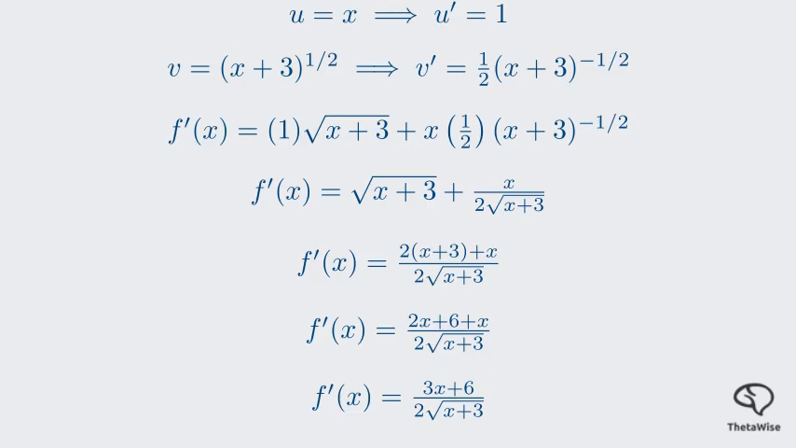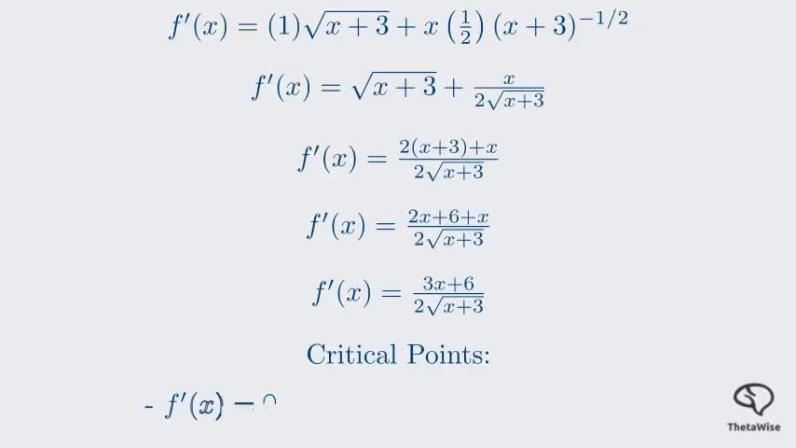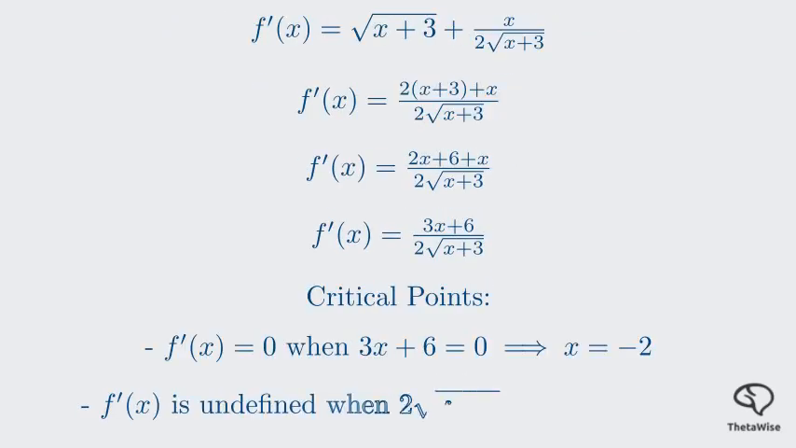Now, let's find the critical points by setting the derivative equal to 0, or finding where it's undefined. The derivative is 0 when the numerator is 0, which is when 3x plus 6 equals 0, or x equals negative 2. The derivative is undefined when the denominator is 0, which is when x equals negative 3. So our critical points are x equals negative 2 and x equals negative 3.